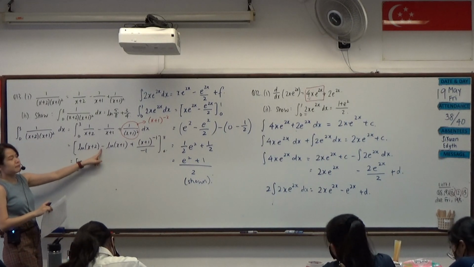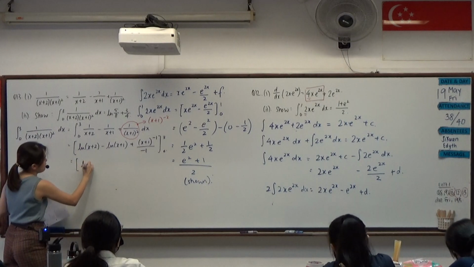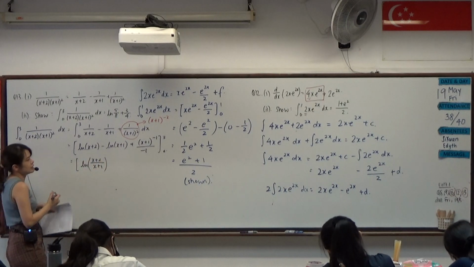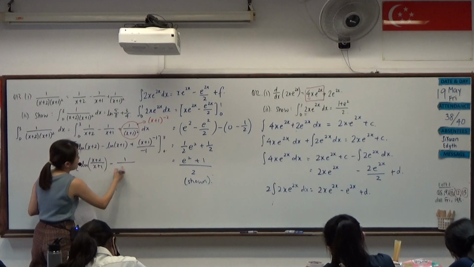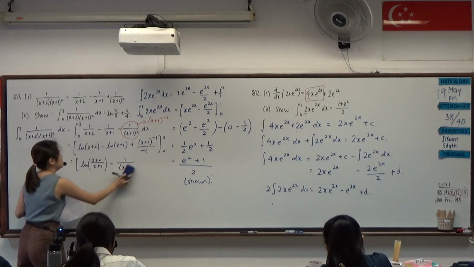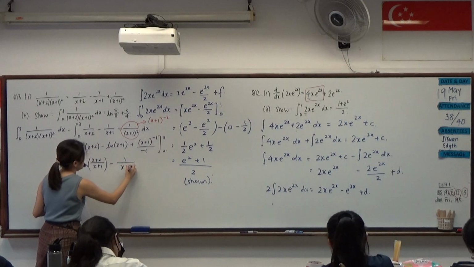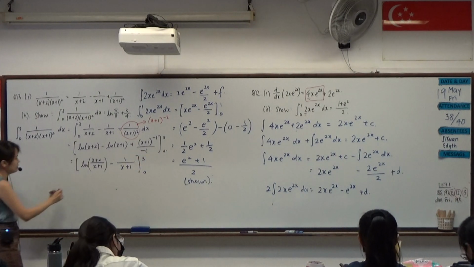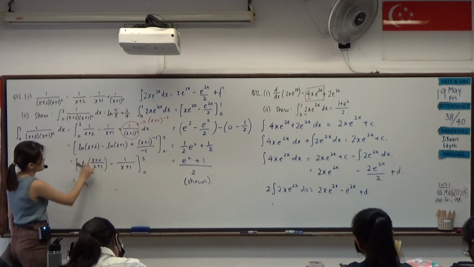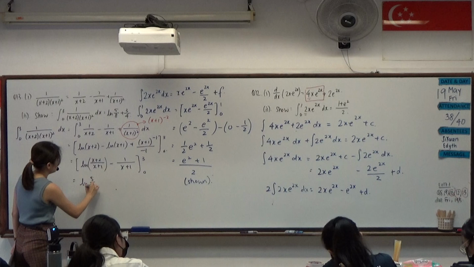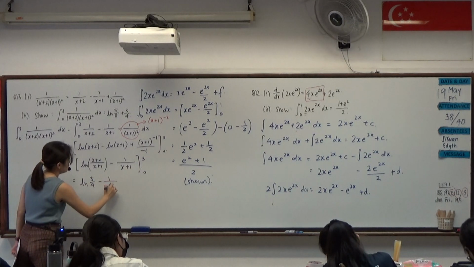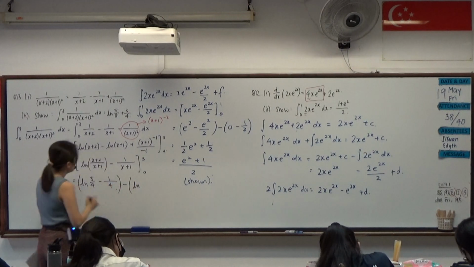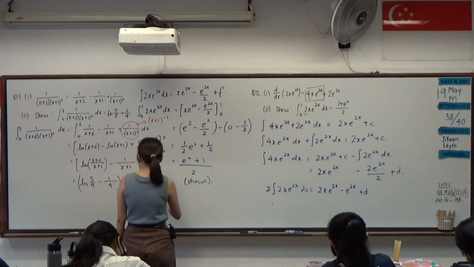Then we simplify first. Since there's two logarithms subtracting each other, that means that I can simplify it into x plus 2 over x plus 1. Okay? We'll write it into a single logarithm. Then we will get minus 1 over x plus 1 in the denominator. Okay? Then we substitute in the values. 3 plus 2, 5 over 4, minus 1/4, minus 1.